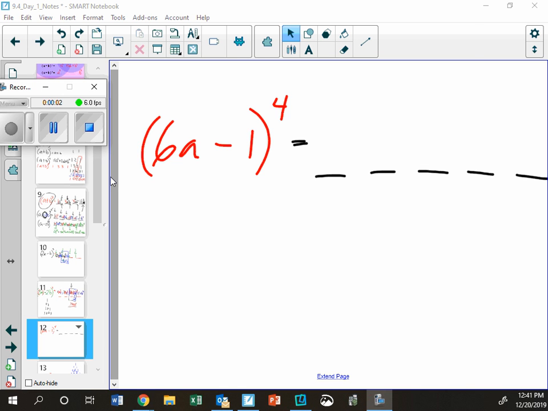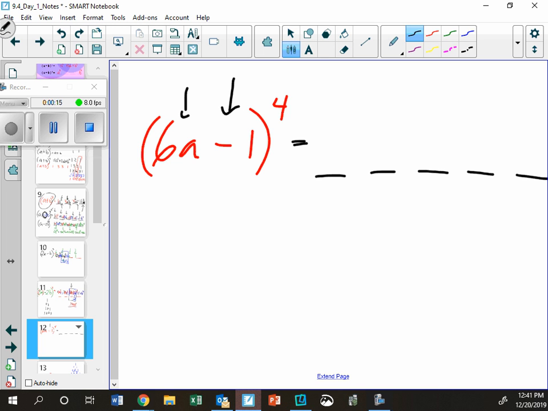Okay, for those of you in honors pre-calc who missed today, I want to give you a brief summary of how to do what's called binomial expansion. So this is a binomial because it's got two terms, and expansion because we're going to put it to the fourth power, and that's going to give us 5 terms.